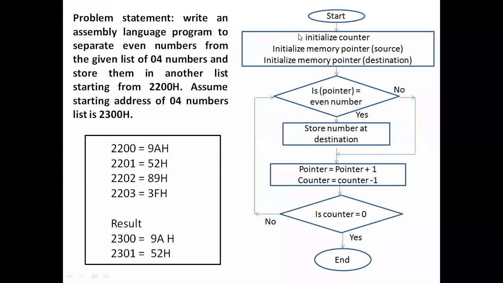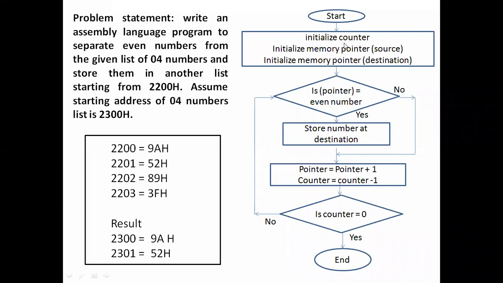So for that, we have drawn a flow chart. We have to initialize the counter because we must know how many numbers are available. We have to initialize the source pointer because we have to know from where to take the data and test whether the number is an even number or not. If it is an even number, we have to store that even number at the new memory location. So you have to initialize the memory pointer that is the source, and you also have to initialize the memory pointer which is the destination. So 3 initialization processes have to be done.